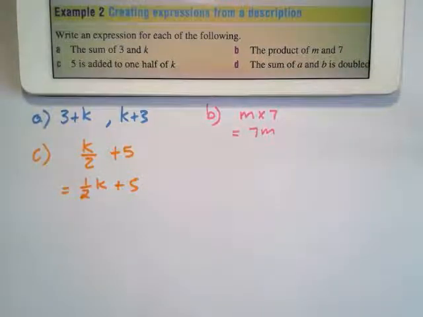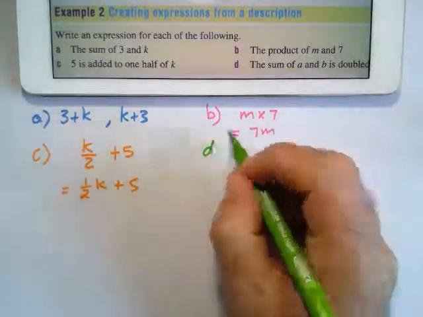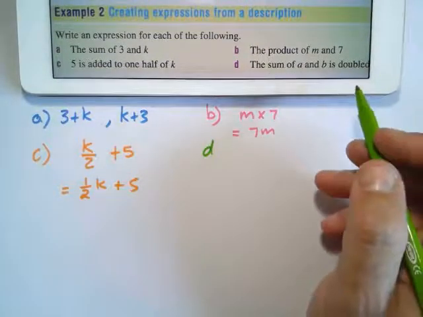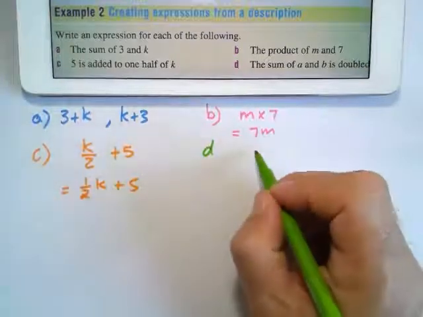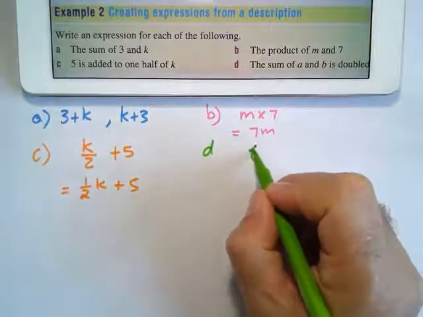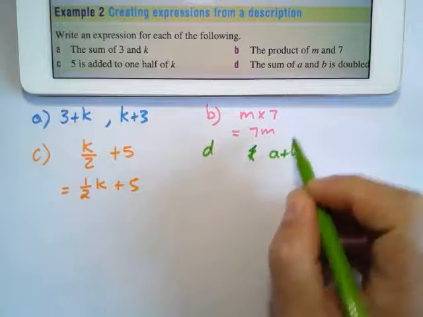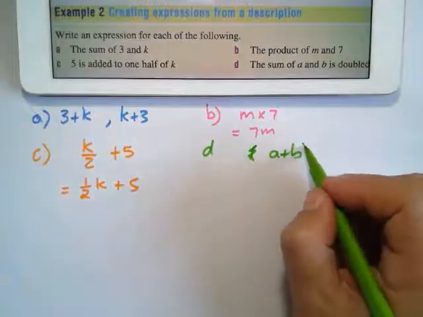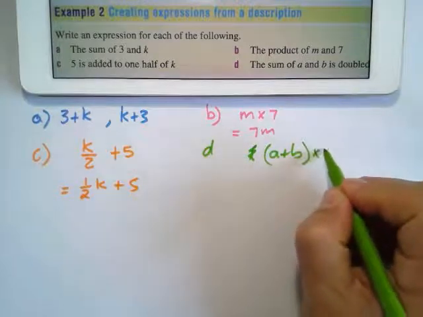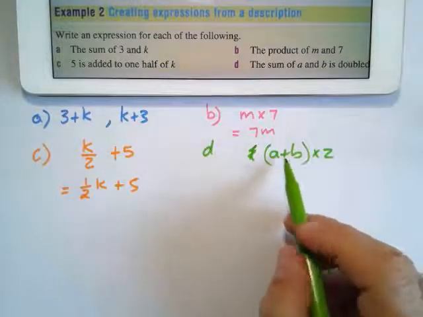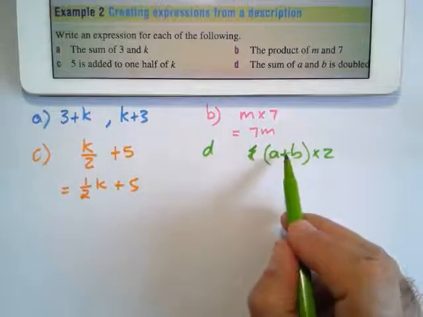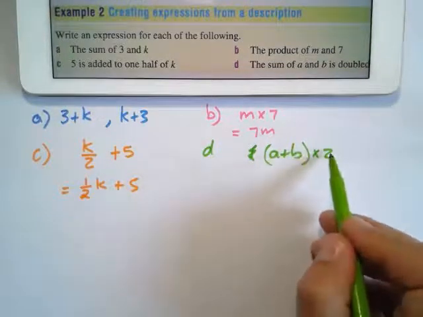Our last question, D. The sum of A and B is doubled. So the sum of A and B, so A plus B, that answer is doubled. If I want to double that, it means I'm going to multiply that by 2. But I have to put it in brackets, otherwise I'm going to say A plus 2B. You have to get this answer first, the sum of, and then it's doubled.